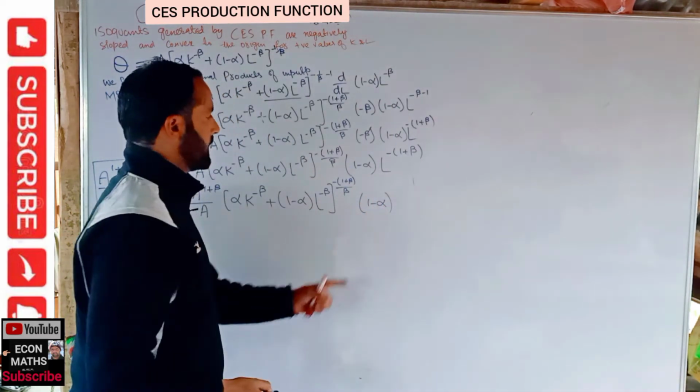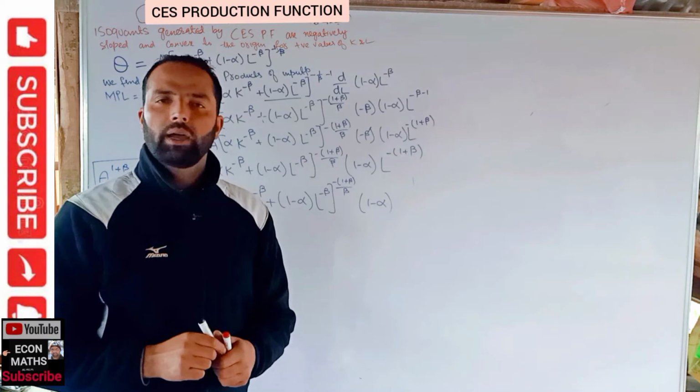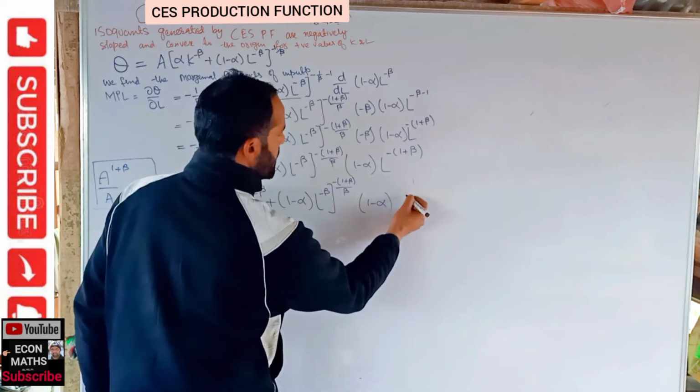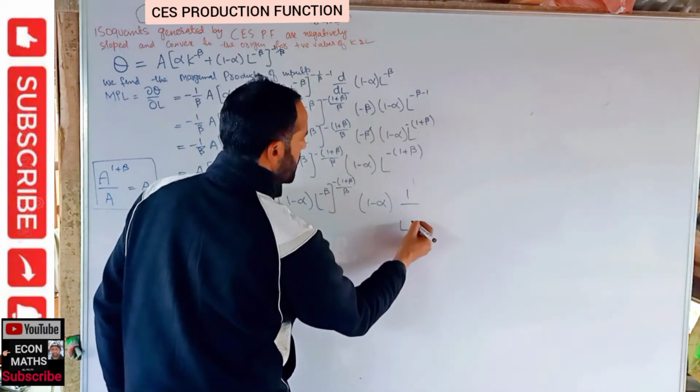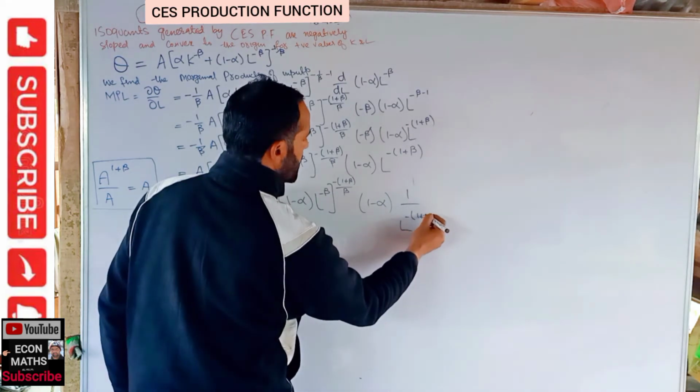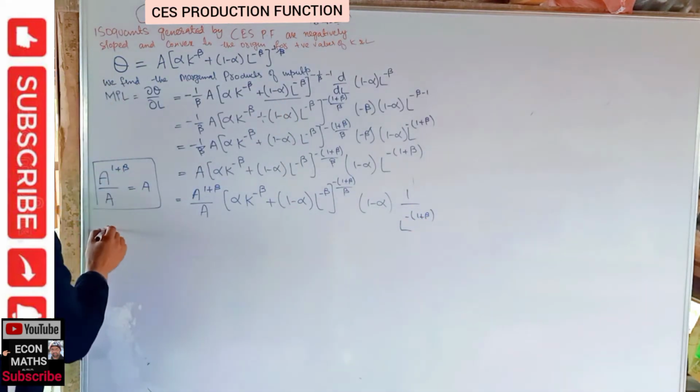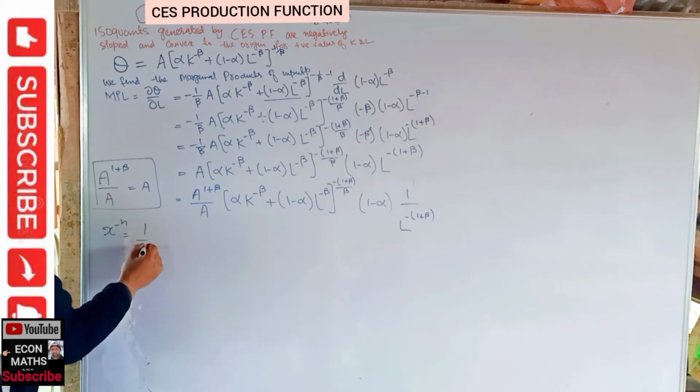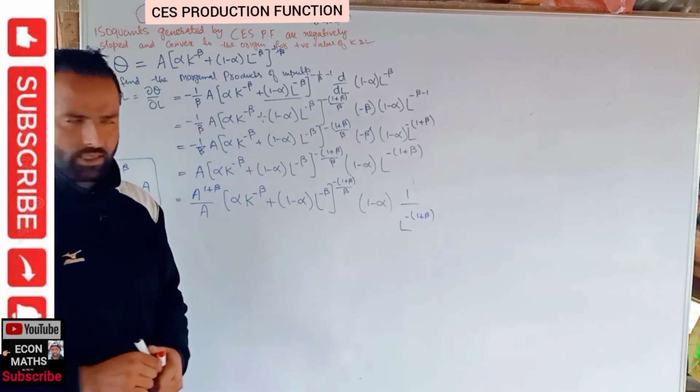We can write this L to the power minus 1 plus beta. I can write it as 1 divided by L to the power 1 plus beta. Why? If we are given x to the power minus n, I can write it as 1 divided by x to the power n. It is a very simple algebraic rule.